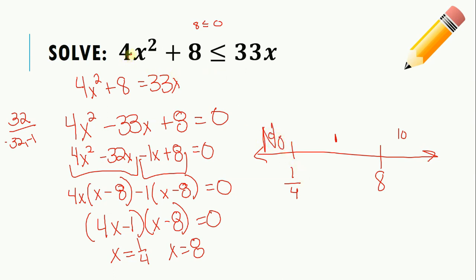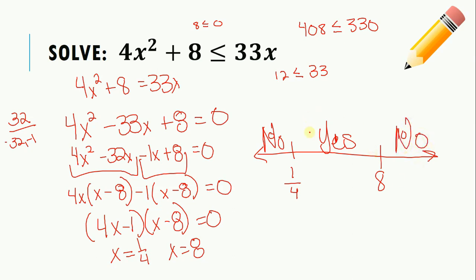Let's plug a 1 in. So this would be 1 squared, which will be 1, times 4 is 4, plus 8. So we got 12 is less than or equal to 33, because 33 times 1 is 33. This one's a big yes in the middle. Let's try our 10 now. Well, 10 squared is 100 times 4, that is 400. So 408 is less than or equal to 33 times 10, 330. That's a false statement, right? 408 is not less than 330.